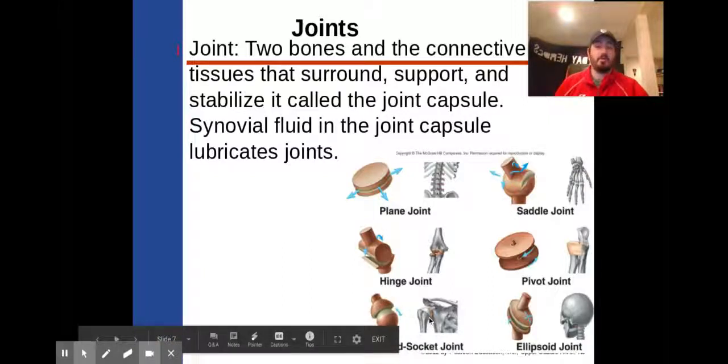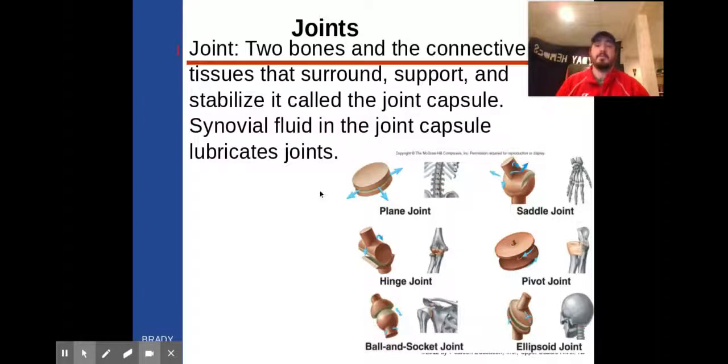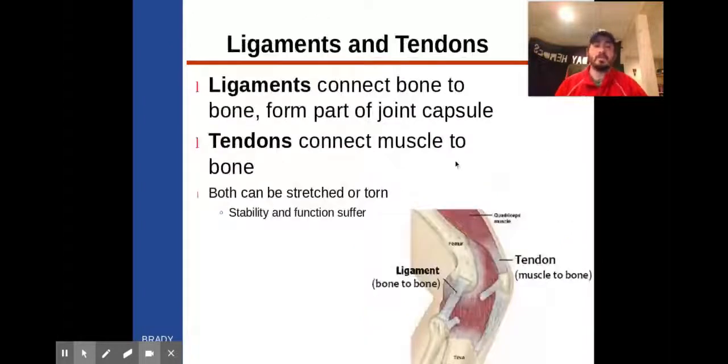Classic here, your humerus up into your shoulder girdle is a ball and socket joint, right? Lots of free motion. So those are the different types of joints, some of them. All right, so how do we connect all these things? Well, two big words here, ligaments and tendons. And I'm sure you've heard of these before.